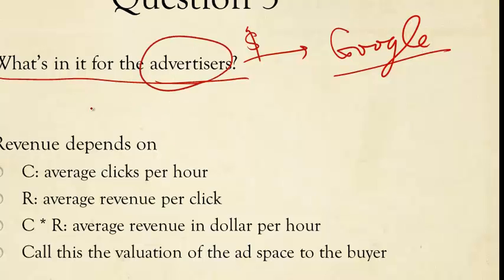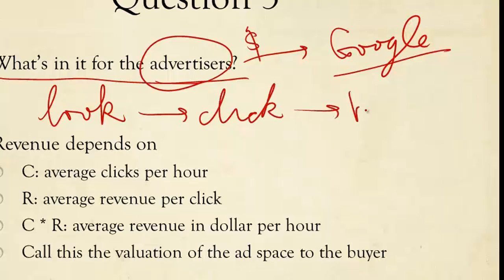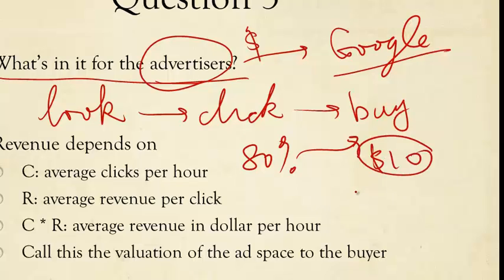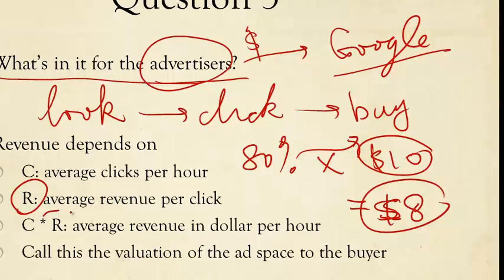Well, presumably some people who look at the advertisement will actually click on it. And some of those that click on it will actually buy the product or the service. Let's say 80% of the people who click will actually buy it. And then each time they buy it, you generate $10 of revenue. Then you multiply the two together, and you get $8, which is the average revenue in dollars that I can expect from each click. We call this number R. It's the average revenue per click that you can anticipate.